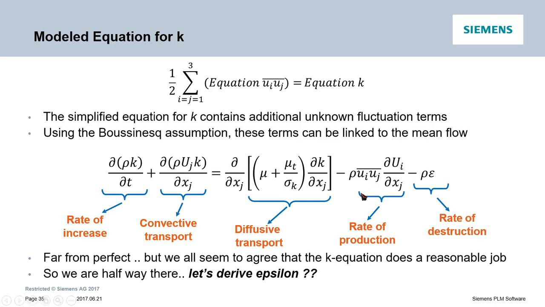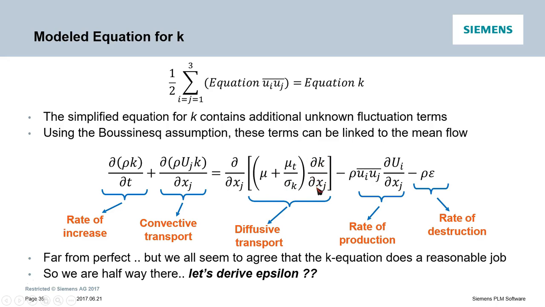So you may notice that the production term still contains Reynolds stresses, which are easily linked to the mean flow through the Boussinesq approximation. So this term is known. We have also introduced another unknown in the diffusive transport, the turbulent Schmidt number, sigma k, essentially assuming that the turbulent diffusion of k is driven by the gradient of k itself.